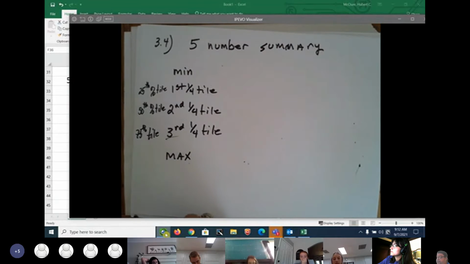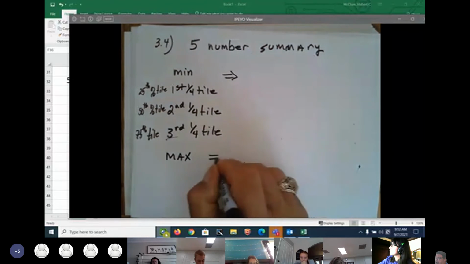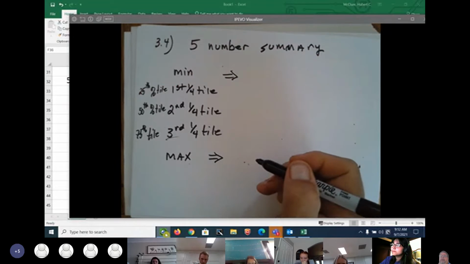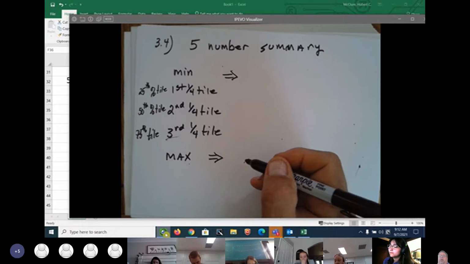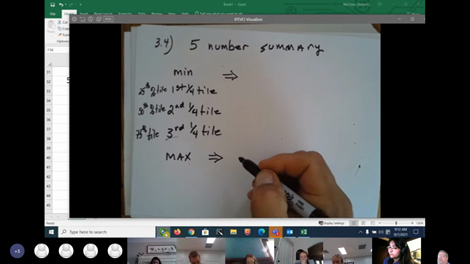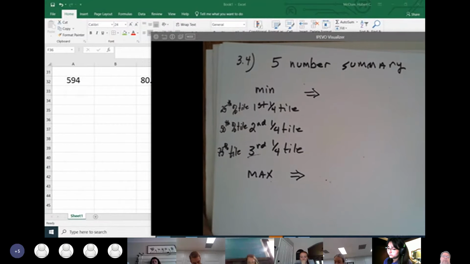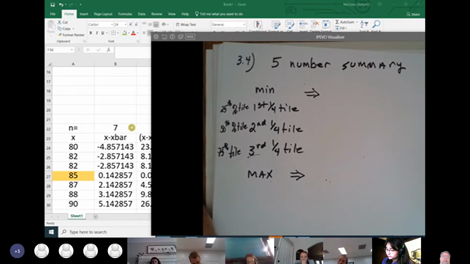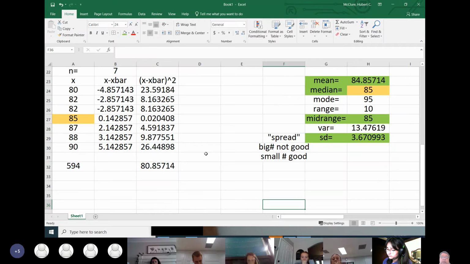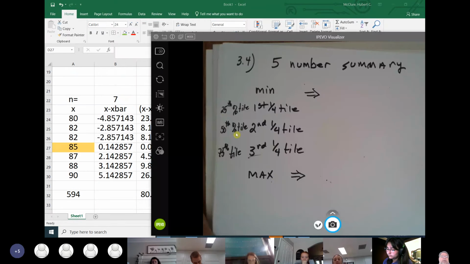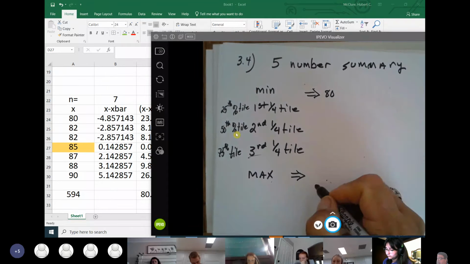All right. If you miss the min and the max on the test, don't tell anybody, because you're just hanging a sign around your neck that says, I'm not reading ahead. Okay? The min on this last problem was what? Let me move it up. The min is 80, and the max is 90.